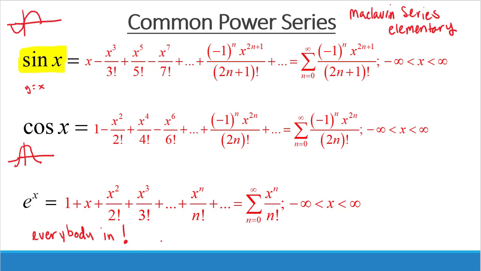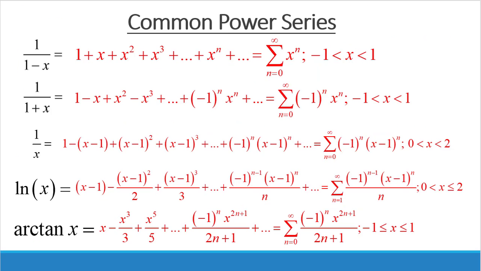The other ones, I don't have the best way to memorize. This first one, remember, is just a geometric series. We've already talked about that. So the geometric series where your a is 1, your ratio is x, so you just keep multiplying by x. In this one, it's a geometric series, just your ratio is negative x.